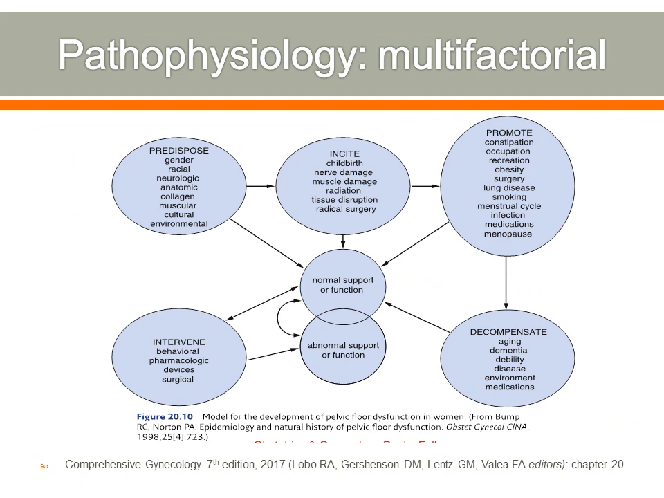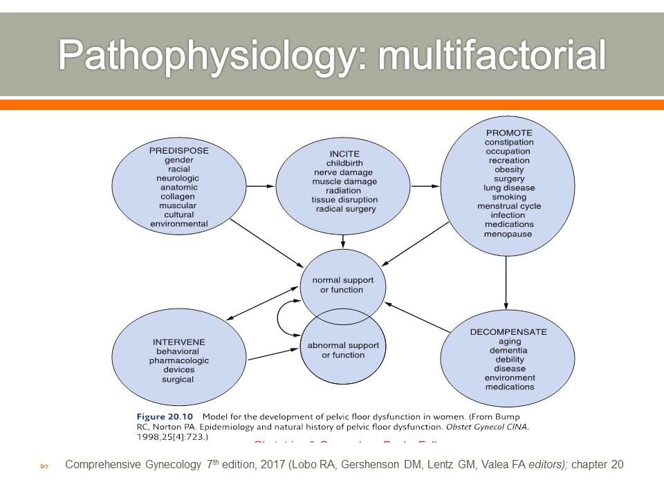Here is a model for the development of pelvic floor dysfunction in women. These are actually factors that promote or cause pelvic organ prolapse. In here we have the predisposing factors such as the gender, which of course is the female gender, the race, neurologic factors, anatomic factors, loss of collagen, muscular factors, cultural, and environmental. We also have here the inciting factors such as childbirth or multiple childbirth, nerve damage, muscle damage, radiation, tissue disruption, radical surgery.